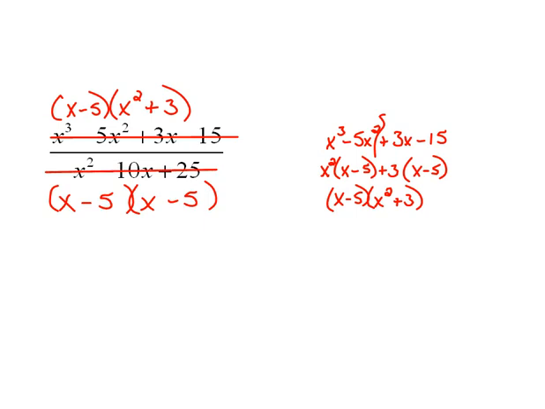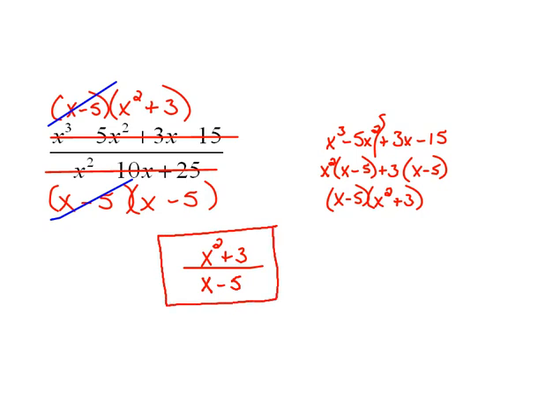Alright, now let's look to see what we have in common on top and bottom. Looks like we have an x minus 5 on top and bottom, and we're left with x squared plus 3 in the numerator and an x minus 5 in the denominator. So our simplification would be this rational expression.